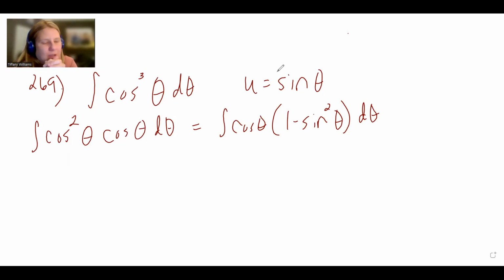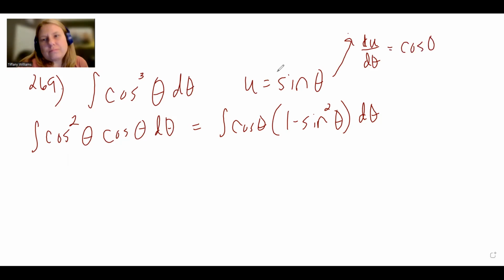Now I know what you're also thinking: why didn't we use 1 minus sine squared? The book told us on this one to use sine theta. So let me take the derivative of both sides of this with respect to theta. I have du d theta equals the derivative of sine theta, which is cosine theta. Now I need to solve this for d theta because I want to replace it. I multiply both sides by d theta, and then divide by cosine of theta. So I have du over cosine theta equals d theta.